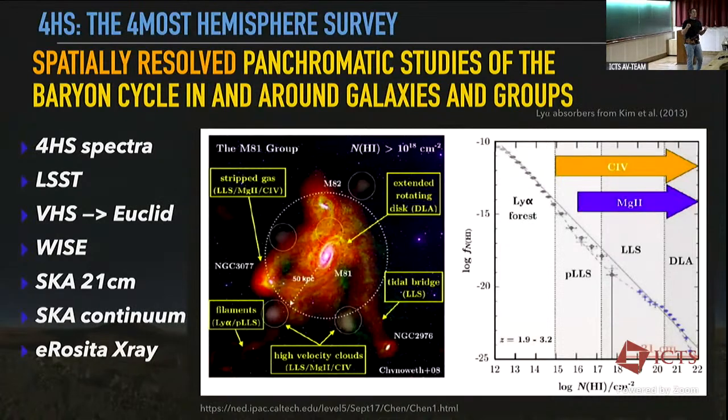What I think we're working towards, especially with Euclid and LSST, is pictures like this. This is for the M81 group, right? So this is an M. This isn't even an NGC. This is an M group.